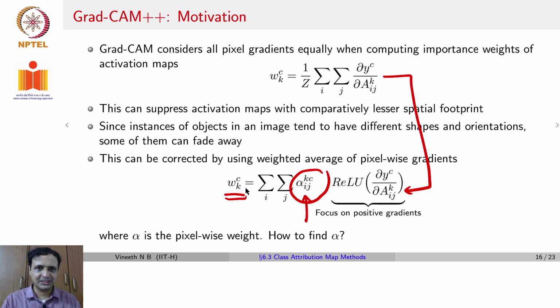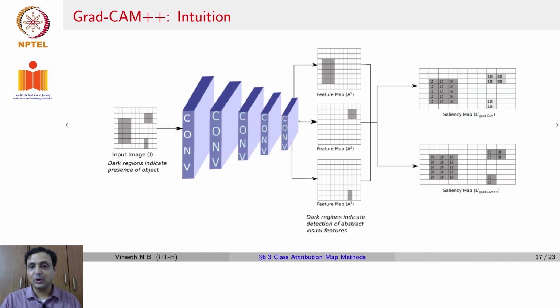But the larger question here is, how do you get these weights? In Grad-CAM, it was simpler to average all of these gradients that you get and use that to get a WKC. And remember, each WKC then becomes the weight of the kth feature map towards the cth class. But now how do you compute these alpha ij's at each pixel level? Before we go there, let's try to understand the intuition of Grad-CAM++ again visually.